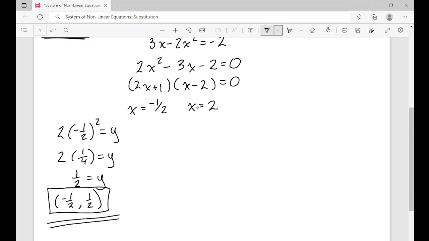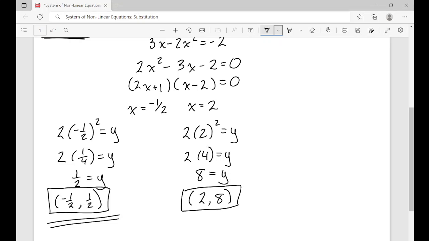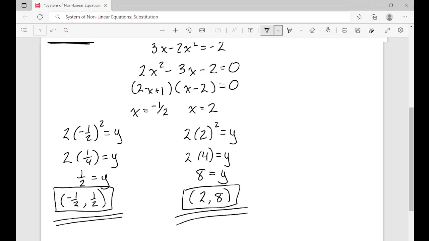And now I'm going to do it again for 2. I'm going to have 2 times 2 squared equals y. 2 squared is 4. And then 2 times 4 is 8. So since that's what y equals, my ordered pair is going to be 2, 8. So this is my other ordered pair value. So this system actually has two solutions: negative 1/2, positive 1/2, and 2, positive 8.